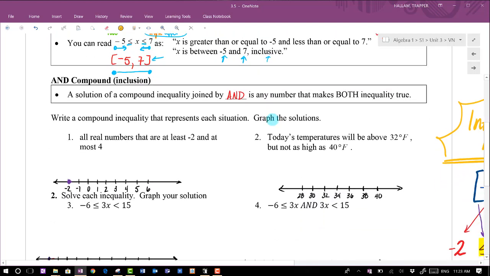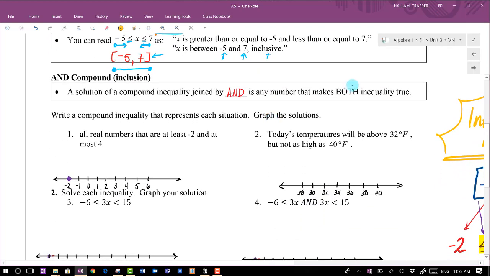Okay, so this is a compound inequality. The and compound inequality that we're focusing on today, the solutions make both true. So what you're seeing here visually is what we're going to see for all of these. This is what an and compound inequality will look like, meaning that for both inequalities, the solutions are the same. And we're going to see that the or is going to be the opposite of that, where it makes one or the other true. All right, let's do a quick example and get right into this.